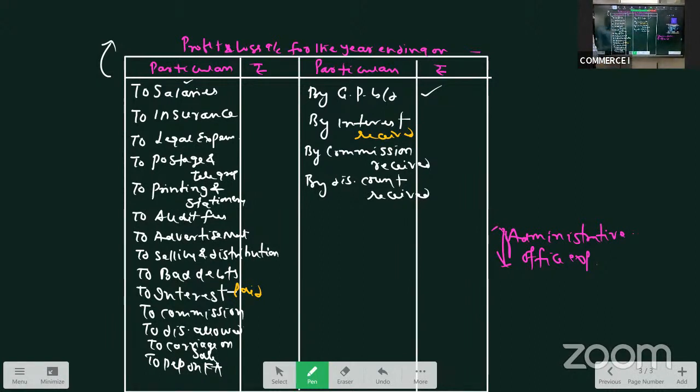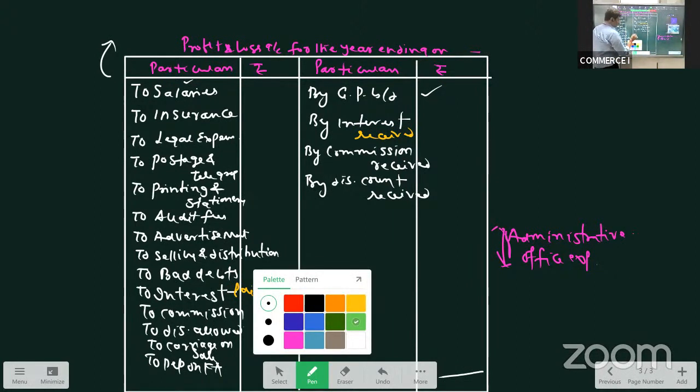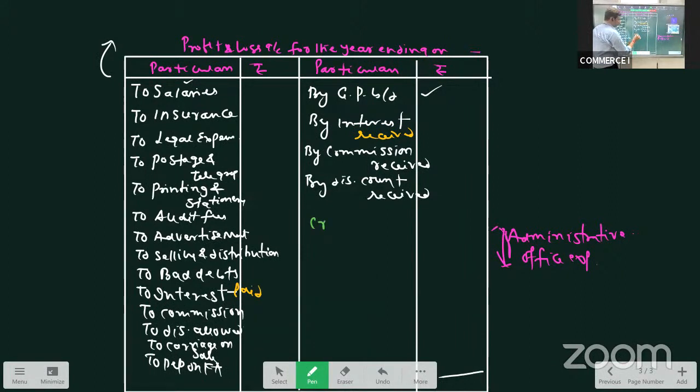Now, when we close the profit and loss account, if the credit side is more than the debit side, we call the difference net profit, and if the debit side is more than the credit side, we call the difference net loss. Net profit or net loss.